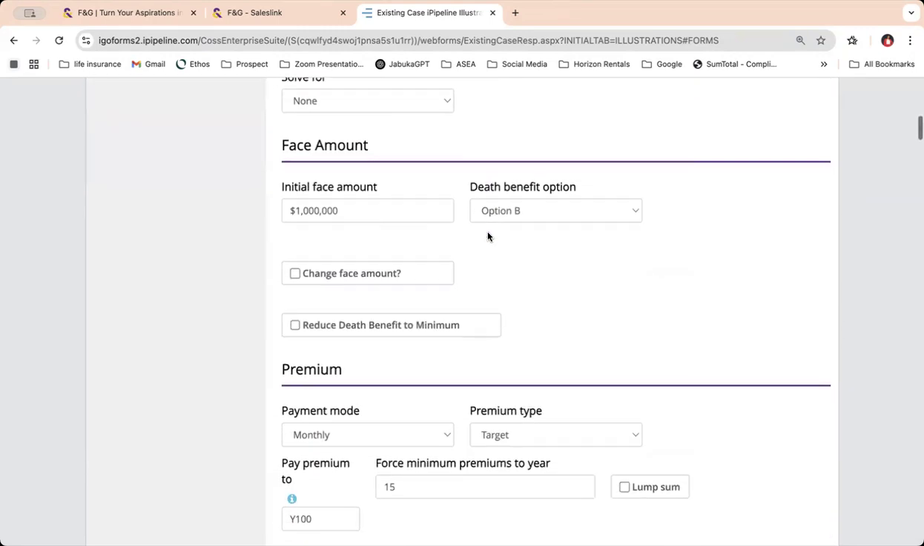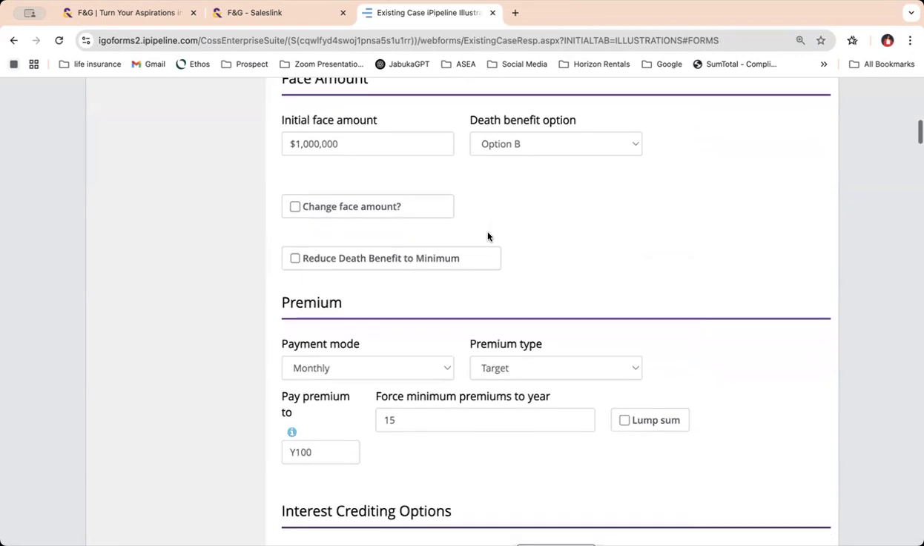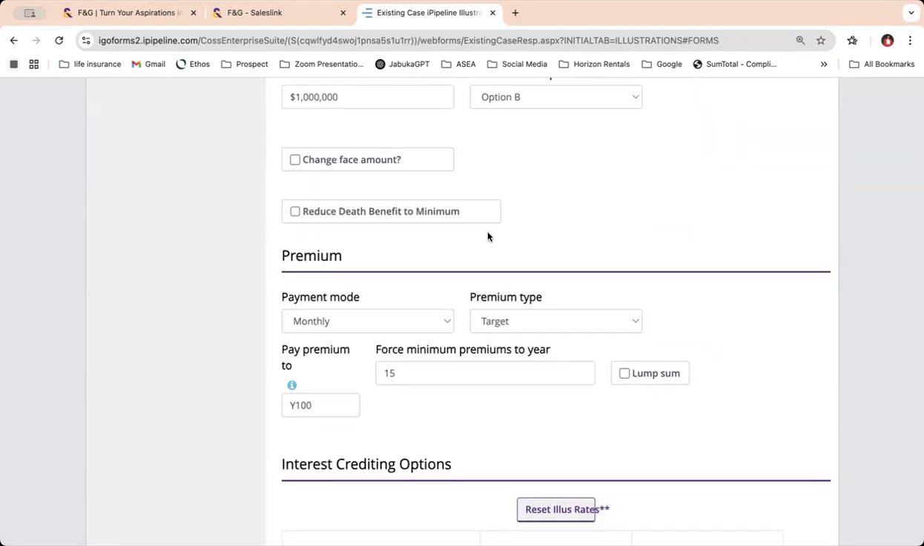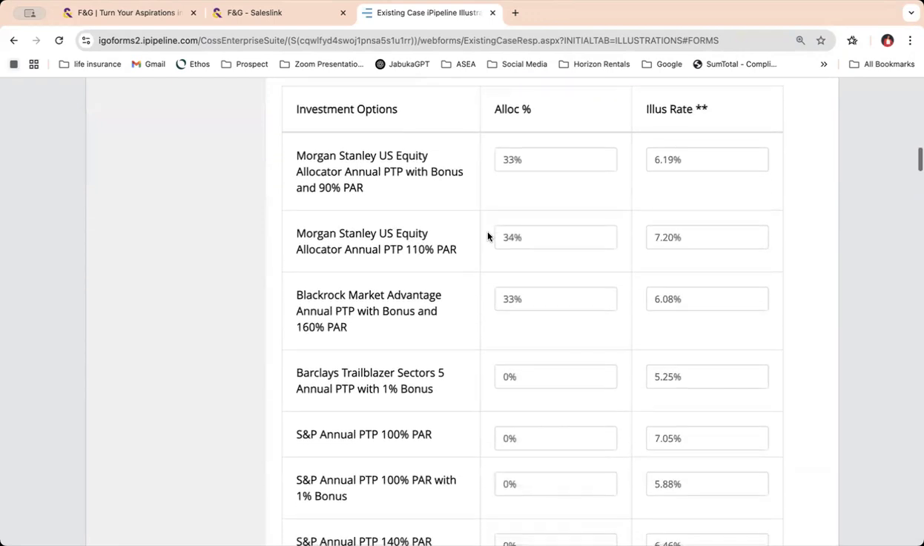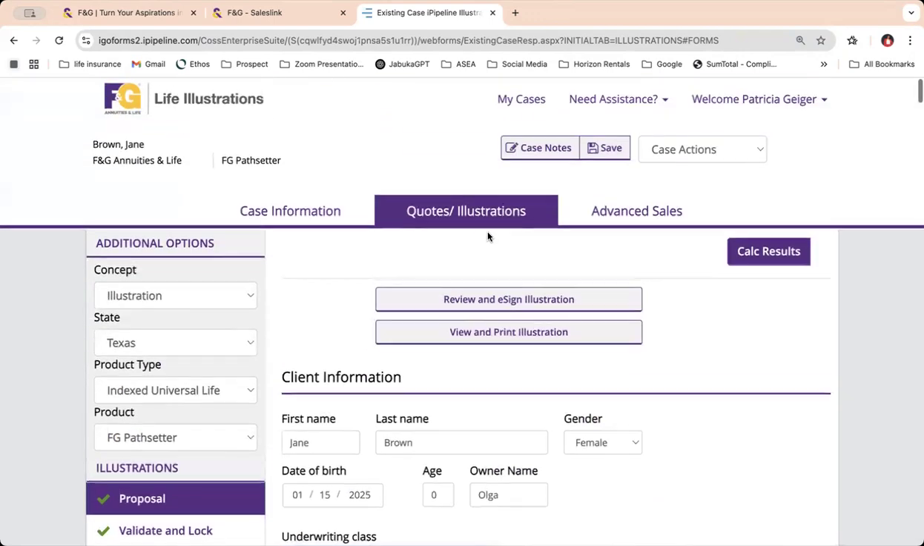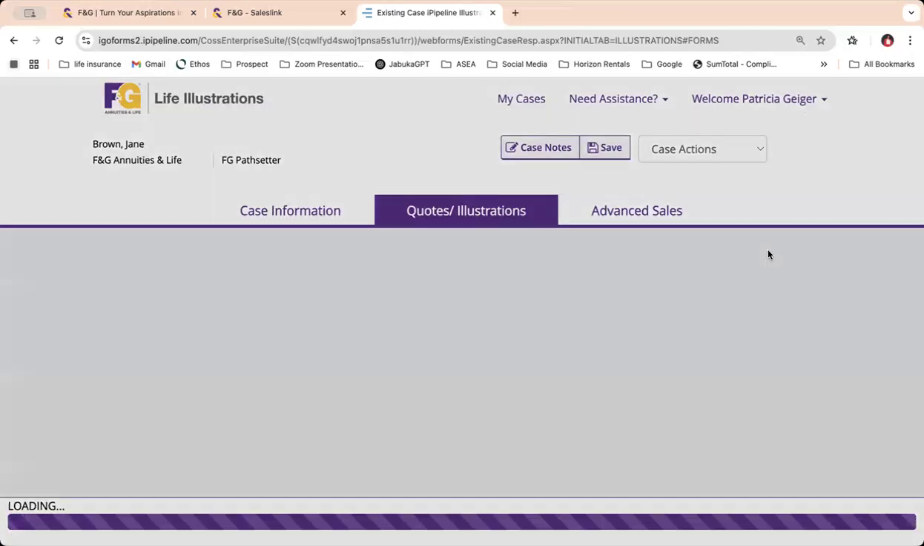What do we do now? Do we change anything? No, nothing to change there. Target monthly. Yeah, that's correct. Right? Calculate.